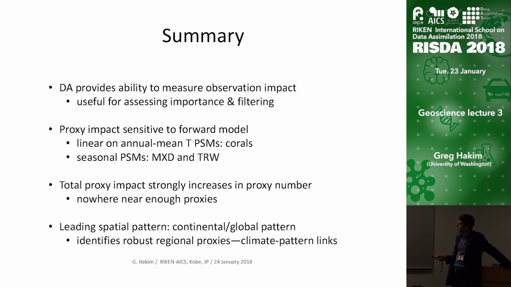I've shown here that the impact of the measurements is very sensitive to the forward model. And in particular, that it seems like the corals are going to work well if we only treat them as annual mean recorders. And if we get seasonal information, then the wood density and ring width are the most important. We have nowhere near enough measurements for this problem. And the leading spatial pattern looks to be large scale, and it identifies the robust combination between the regional proxies and the global climate patterns.